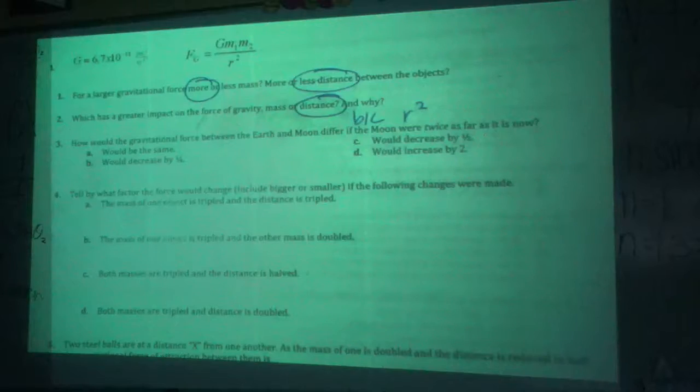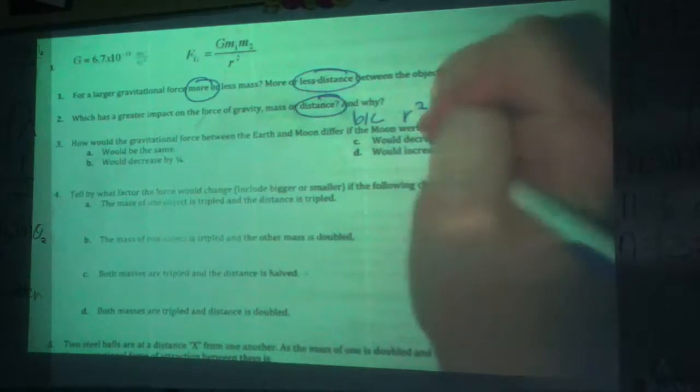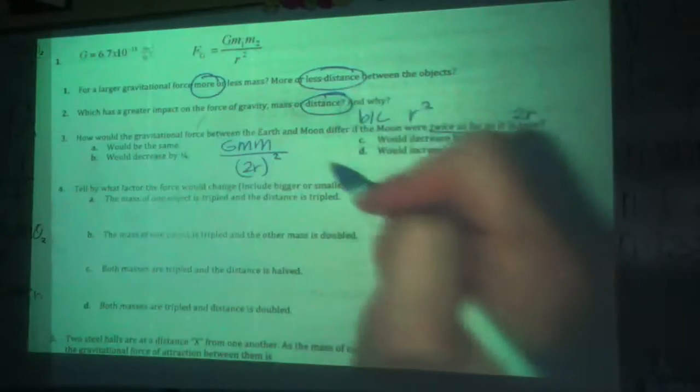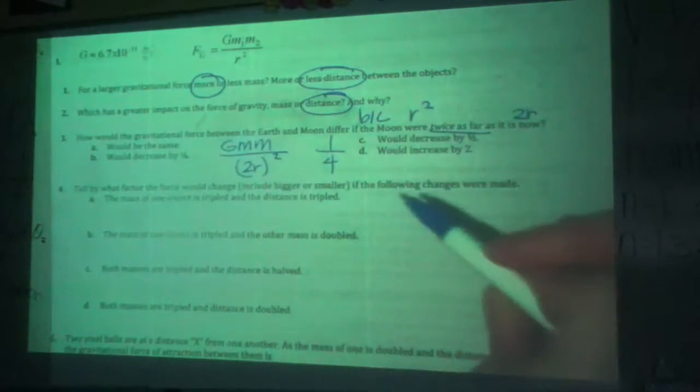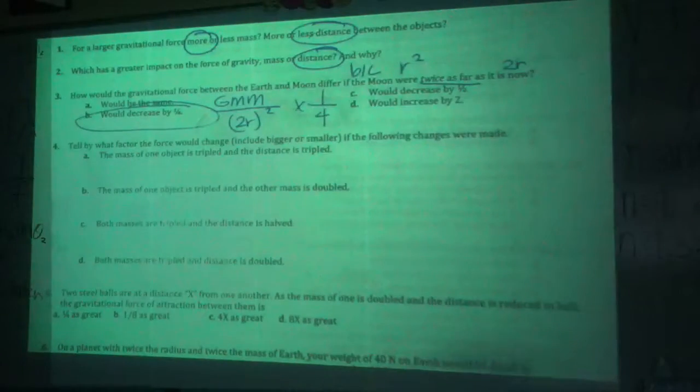How would the gravitational force between the Earth and the Moon differ if the Moon was twice as far? So twice the distance is 2 times the radius. So if I were to plug in, keep the masses the same, but I plug in twice the distance, remember r gets squared, so that's a factor of 4, but that's on the bottom. On top we have a factor of 1 because nothing happens, so it would decrease by a factor of 1/4, be 1/4 smaller, times 1/4.